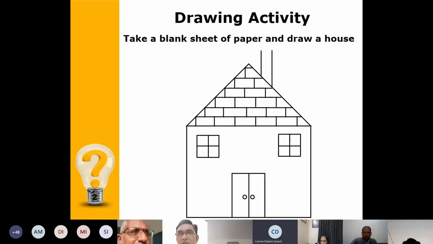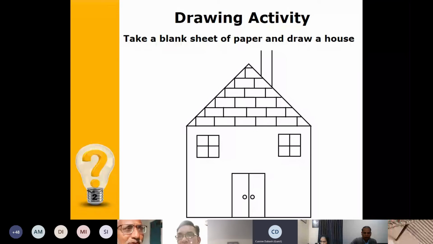If you look out in the community, our houses don't have triangular roofs. They're flat, they're horizontal. But yet, when we draw houses, we draw them like this. Why? Anyone would like to share why the house we drew looks something like this? Basically, has a triangular roof. Why?